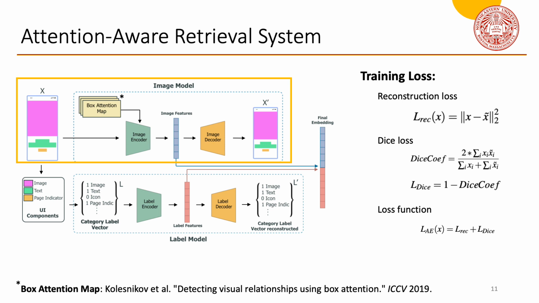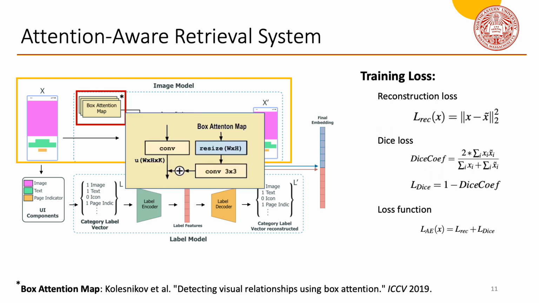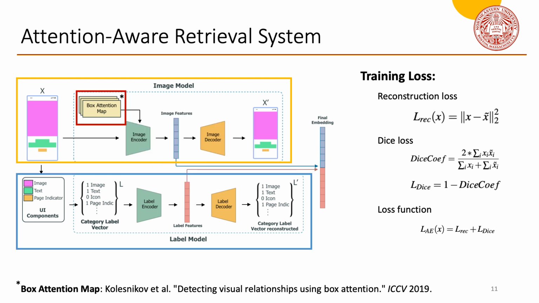The image model encodes the hierarchical structure of the input segmented image by using a box attention mechanism. The label model encodes the UI content by representing the UI classes. The learned embeddings from the 2 models are concatenated for the retrieval part. More details are available in the paper.